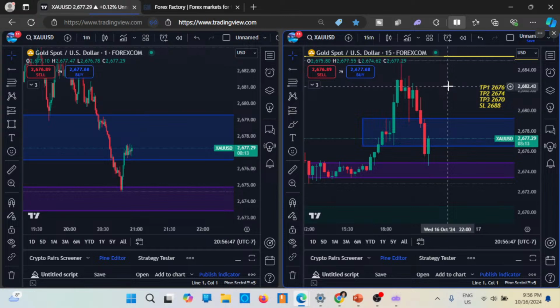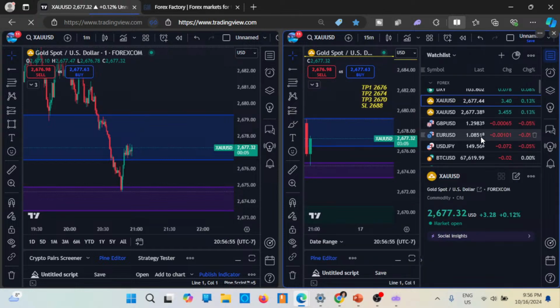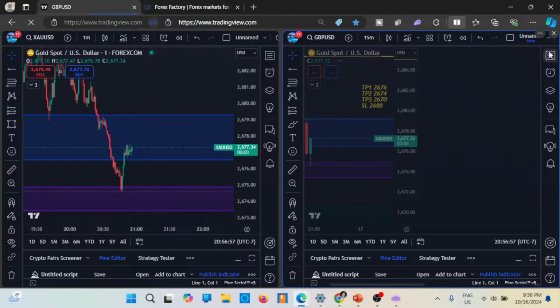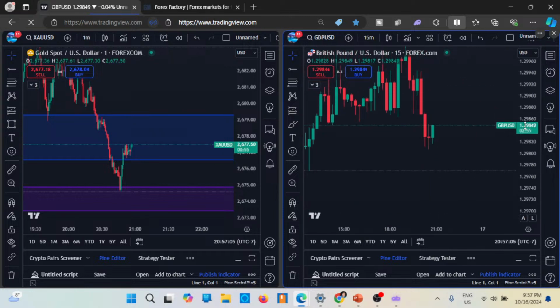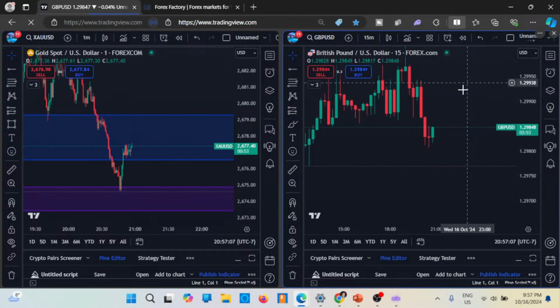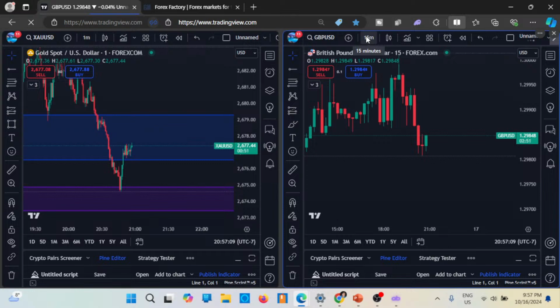Best lot size for US $100? 0.01. 0.01 is the lot size you want to use for your $100. And if you have $100, please be very careful when trading gold. With a $100 account, it's very risky to be trading gold. It's best to trade GBP USD, Euro USD.